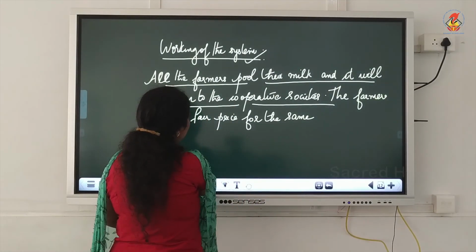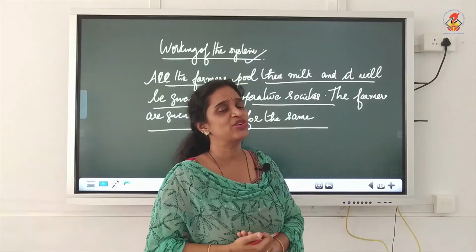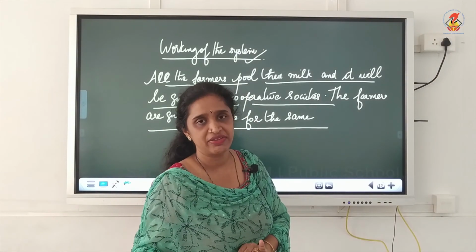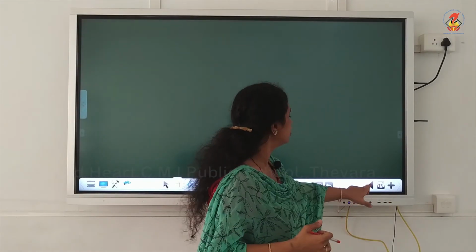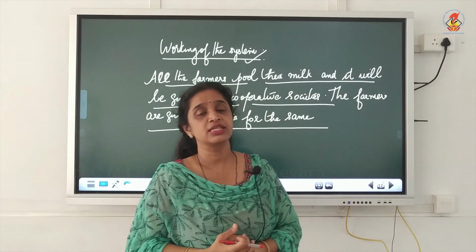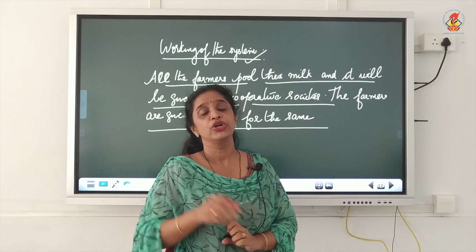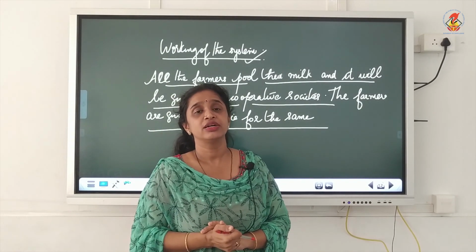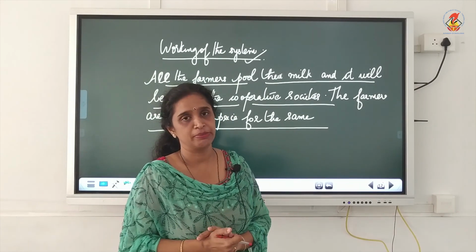Okay, so farmers are given a fair price for the same because it is run by the cooperative societies. They need not sell their milk outside to the private sellers. So for this they will be getting a reasonable and fair price. This is how the Operation Flood system works. So due to the implementation of Operation Flood or White Revolution, India is able to stand in the first position in the world in milk production.